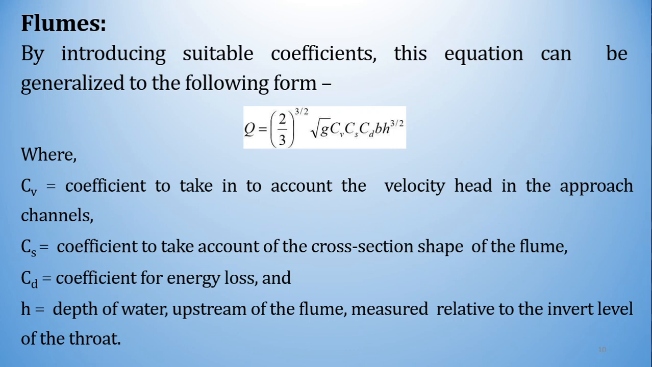By introducing suitable coefficients, the equation can be modified or generalized as Q = (2/3)^(3/2) √g Cv Cs Cd b h^(3/2), where Cv is the coefficient to take into account the velocity head in the approach channel, Cs is the coefficient to take into account the cross section shape of the flume, Cd is the coefficient for energy loss, and small h is the depth of water upstream of the flume measured relative to the invert level of the throat.